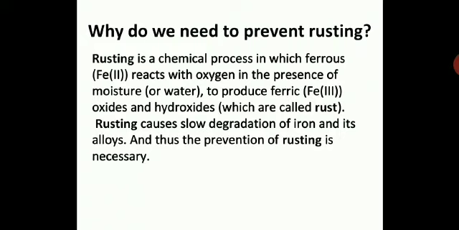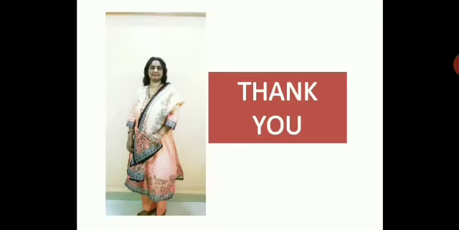Therefore, rusting causes slow degradation of iron and its alloys. Even if you make an alloy, meaning you are mixing some metal with iron and preparing a mixture, that mixture is called an alloy, and you get some desirable qualities. But if that article also rusts, then it will be a huge loss. So rusting causes slow degradation of iron and its alloy, a mixture of iron and some other metal, and thus the prevention of rusting is very much necessary. So you have to take down these, children.